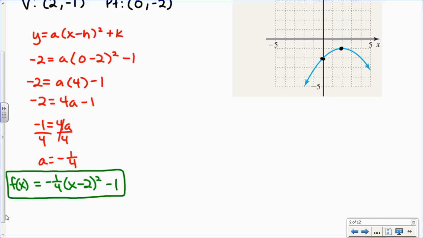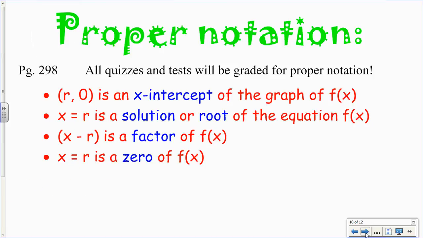Okay. We just talked a little bit about our x-intercepts and about solutions because as we continue in this chapter, we're going to be finding more than just 2 x-intercepts for different polynomials. So proper notation is pretty important. All of these are basically the same thing, but there are just different ways to write it. So (r, 0) is an x-intercept. So if it asks you for an intercept, you should be finding a point as an ordered pair. But just x equals r is the solution or root. So x equals r is a solution, a root, and also a zero. Solution, root, zero. All of those are the same.